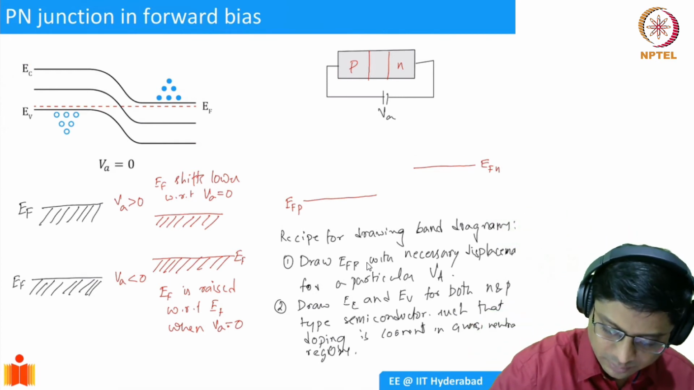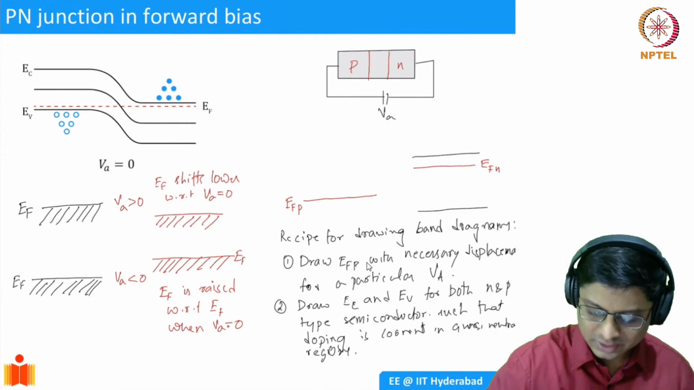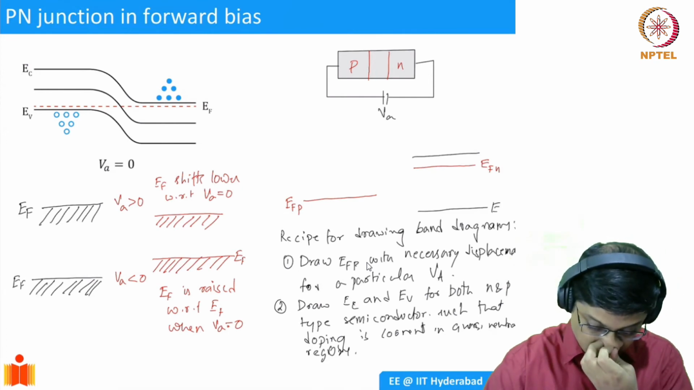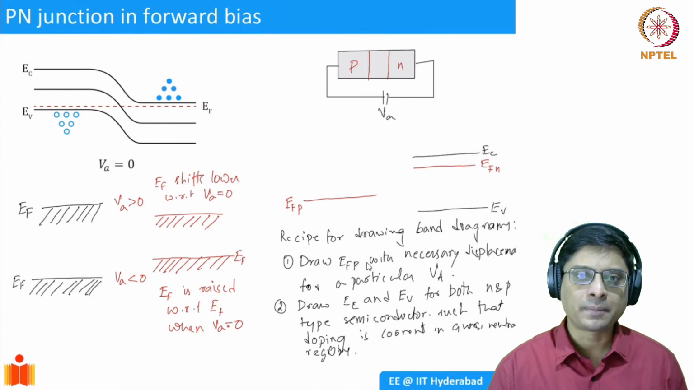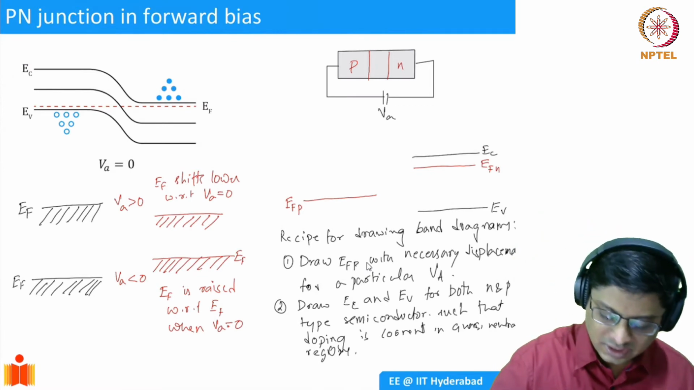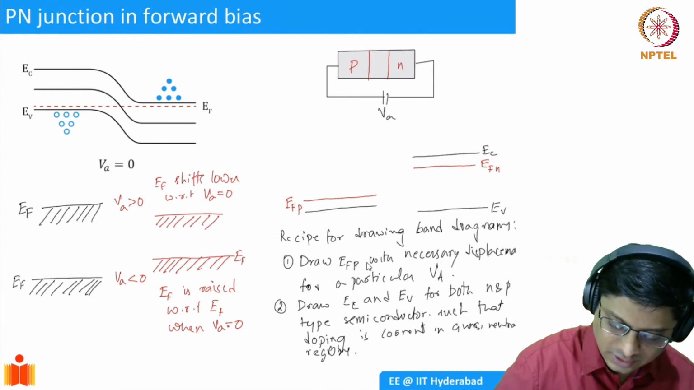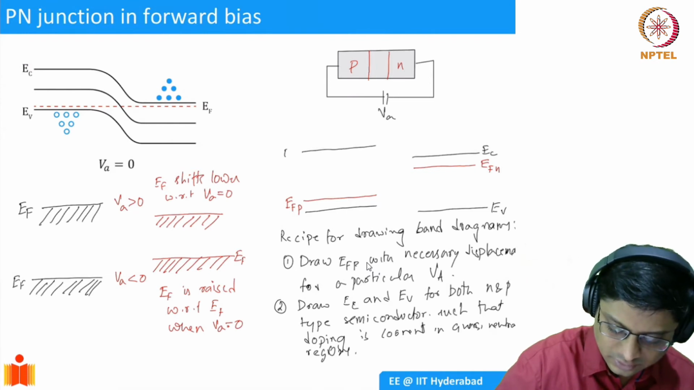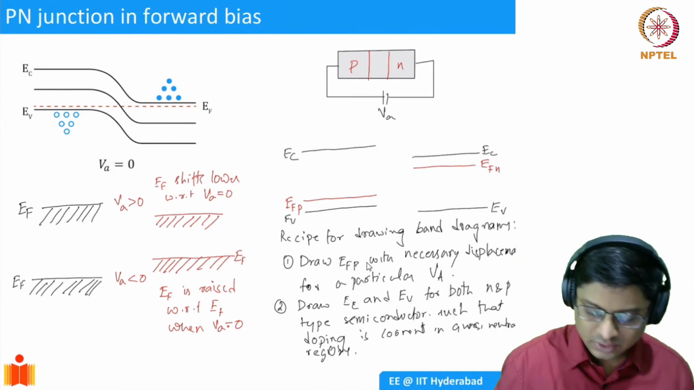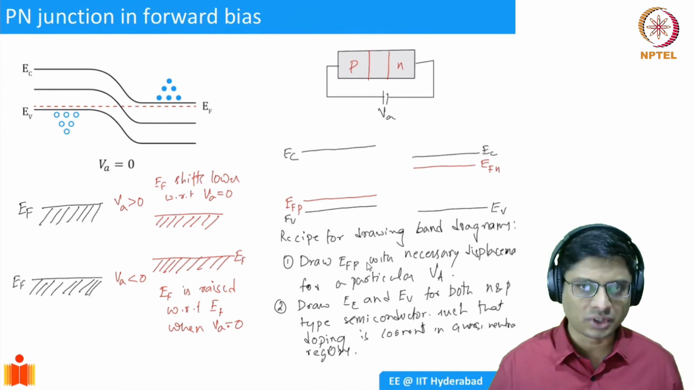Sorry, I'll take it in black. So EC will be here. And similarly, let's say some appropriate distance, this will be EV and this will be EC. What will happen to the p-type semiconductor? Well, in this case, EV has to be here, and then at a certain level, EC. This is EC, EV. Okay, so we have drawn this. So the EG is the same. Just because we applied a voltage, the EG is not going to change, right?